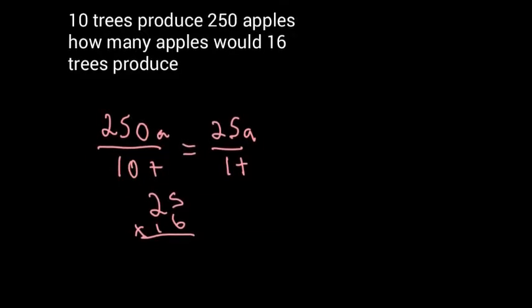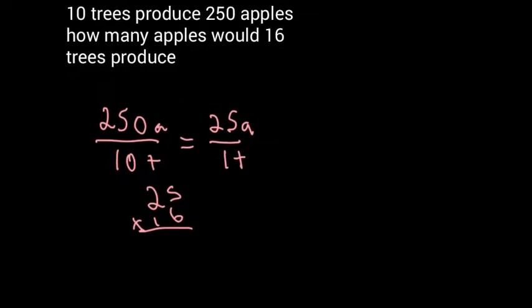Let's get a little more room here. So 6 times 5 is 30. 6 times 2 is 12 plus 3 is 15. Add the 0. 1 times everything is itself, so that'd be 25. So that's 0, 0, 1. That'd be 400 apples produced by 16 trees.